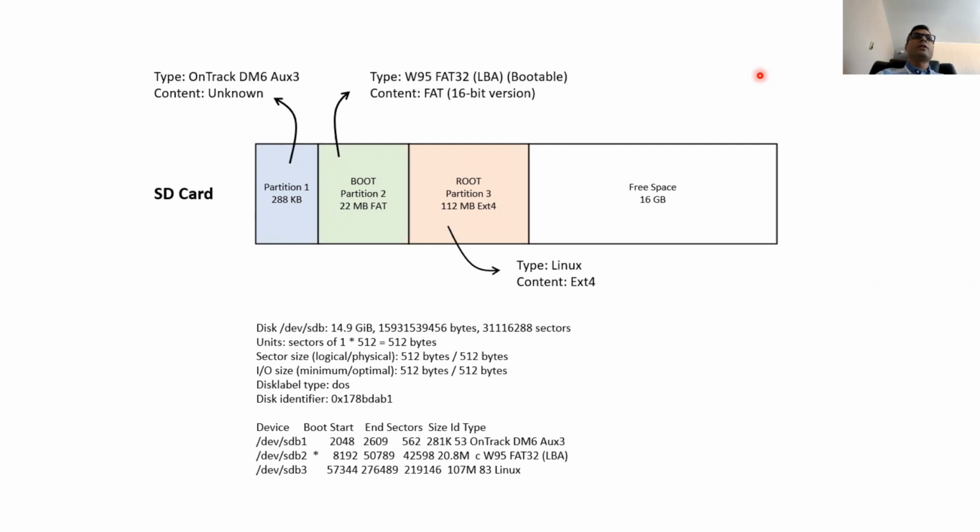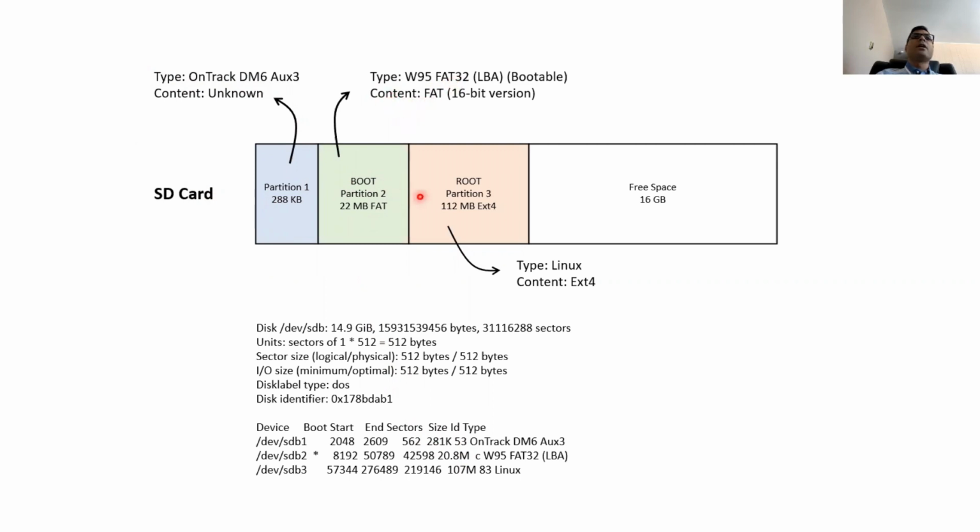In this video, we will see the boot up process. But before that, how the SD card will be partitioned. So for an IMX233, we need three partitions. The first partition is dedicated for the U-boot, which is the smallest partition, and the type should be untracked DM6AUX3. And the ID number is 0x53.